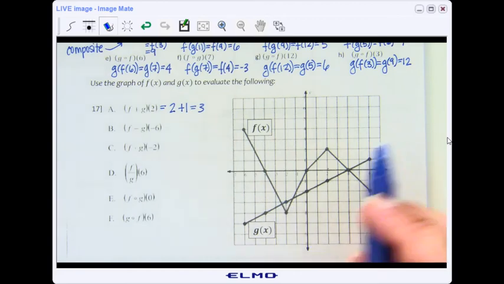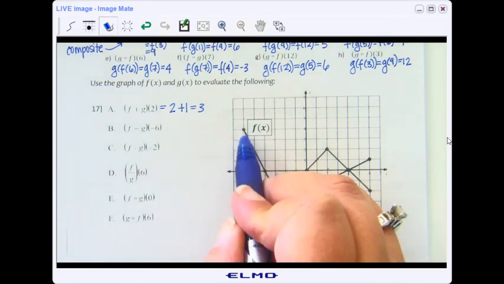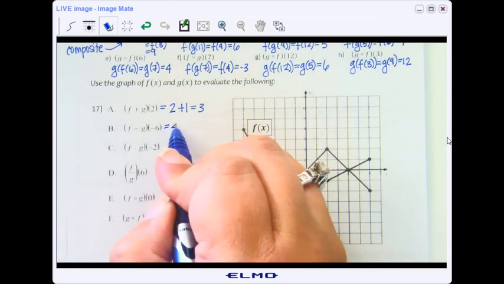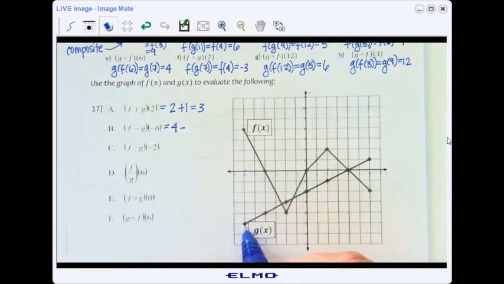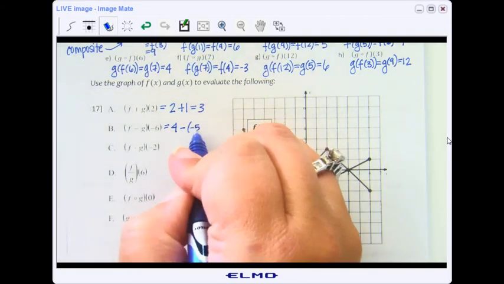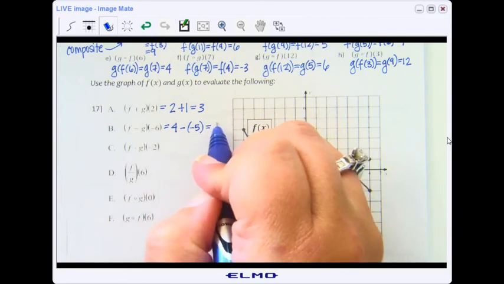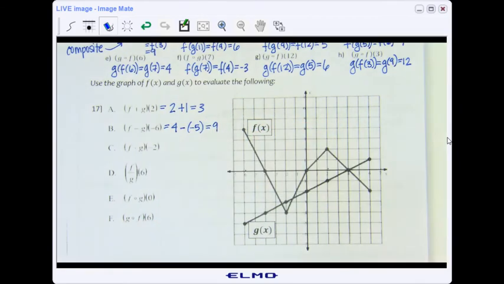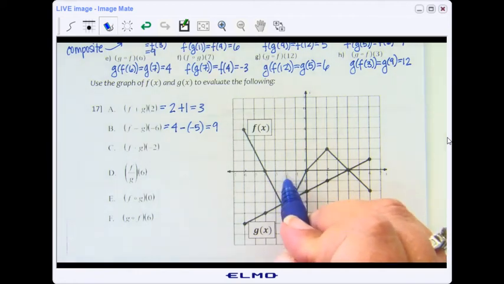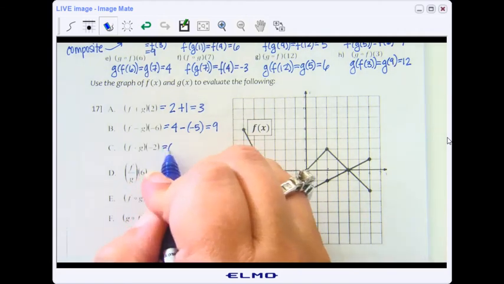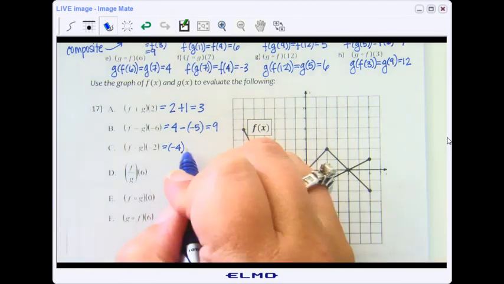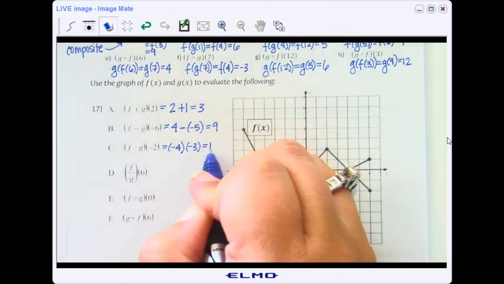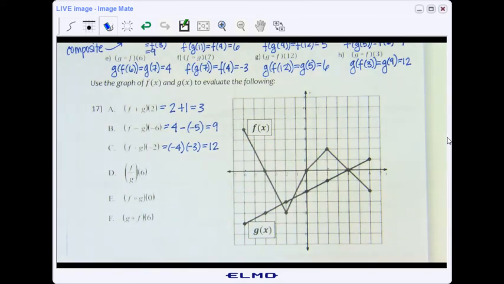What is f when x is negative 6? It's 4. Minus, what is g when x is negative 6? It's negative 5. So f minus g of negative 6 is 9. What is f when x equals negative 2? It's negative 4. What is g when x equals negative 2? It's negative 3. So f times g of negative 2 is 12.